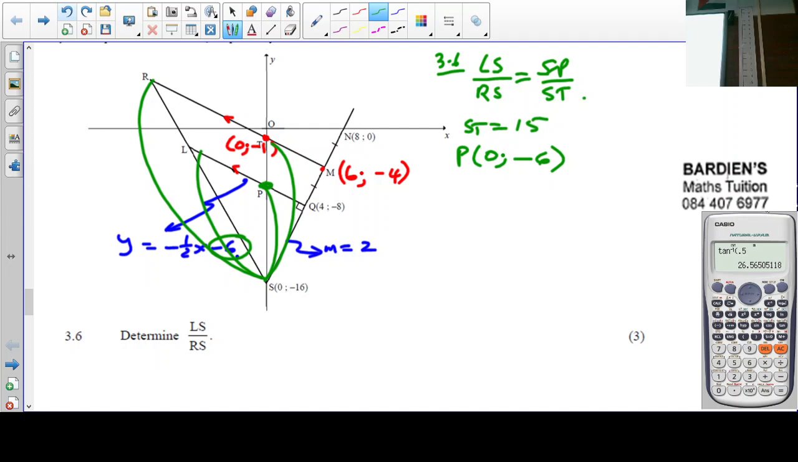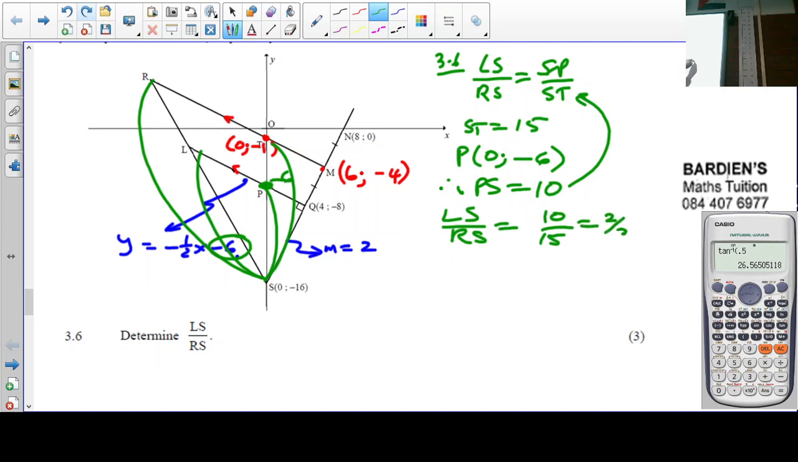So what is the length of PS? Therefore, PS is going to be from negative 6 to negative 16, which is 10 units. So if I substitute that information back now, then LS over RS is equal to SP over ST, which is 10 over 15, which is 2 over 3.